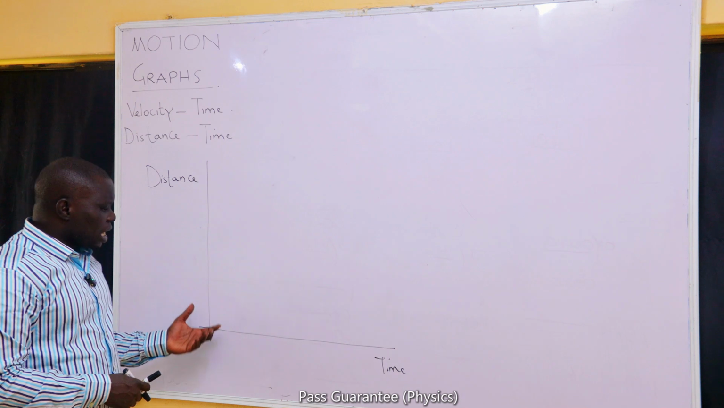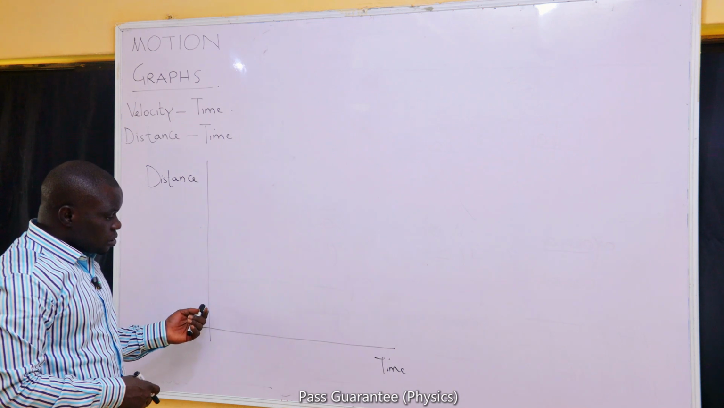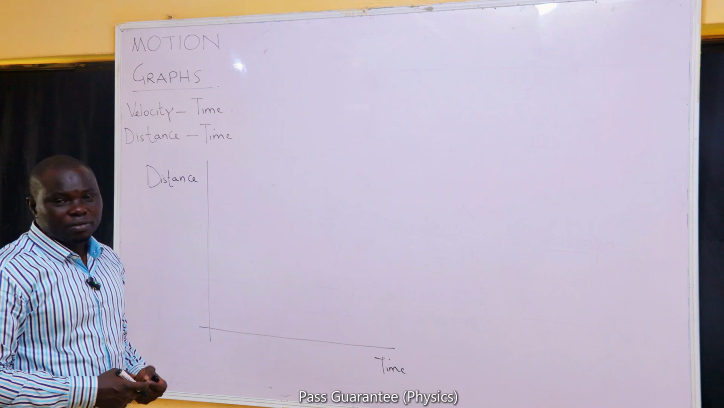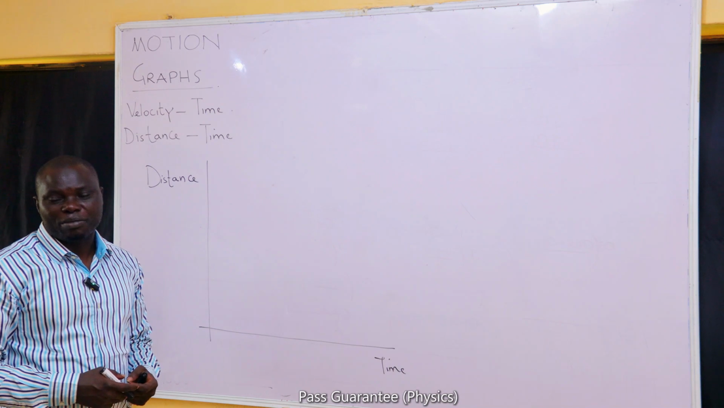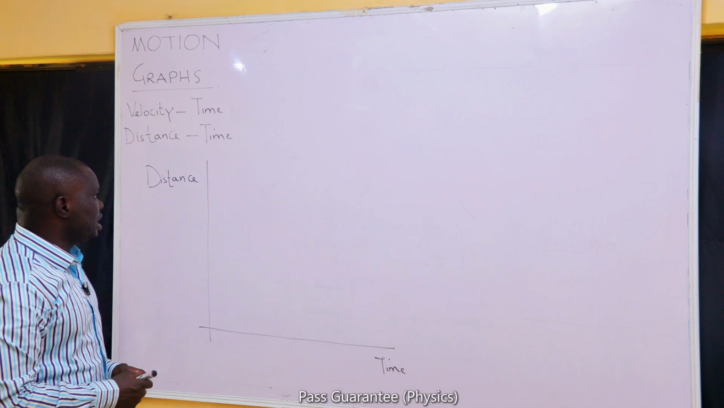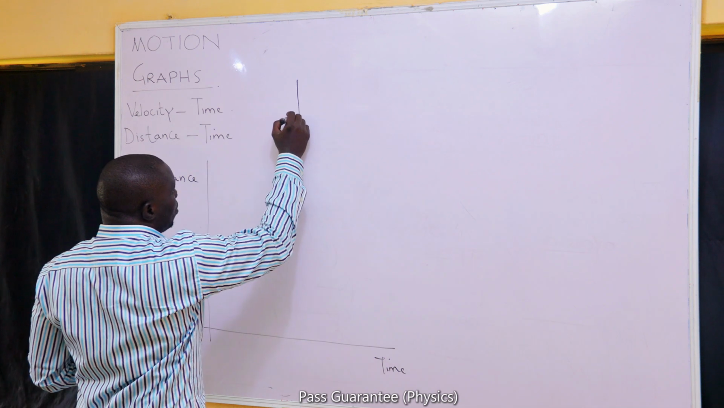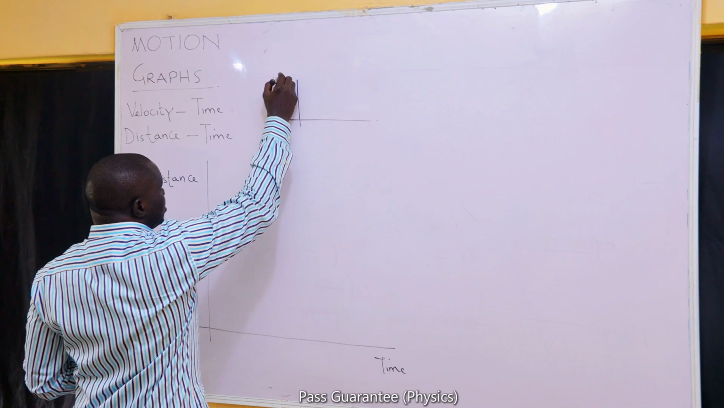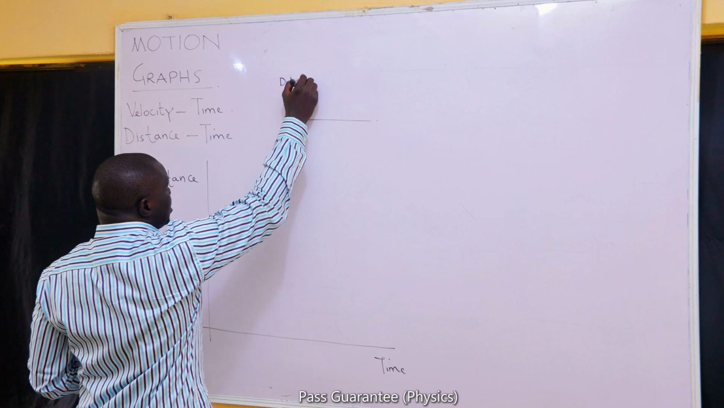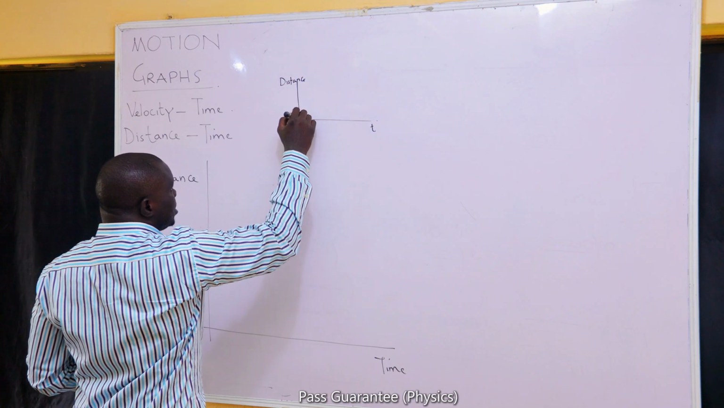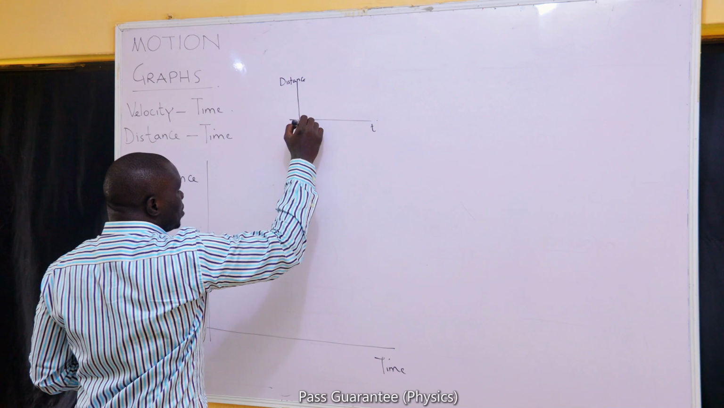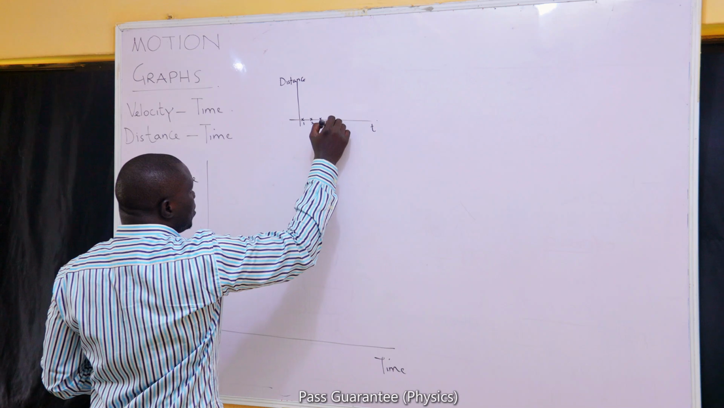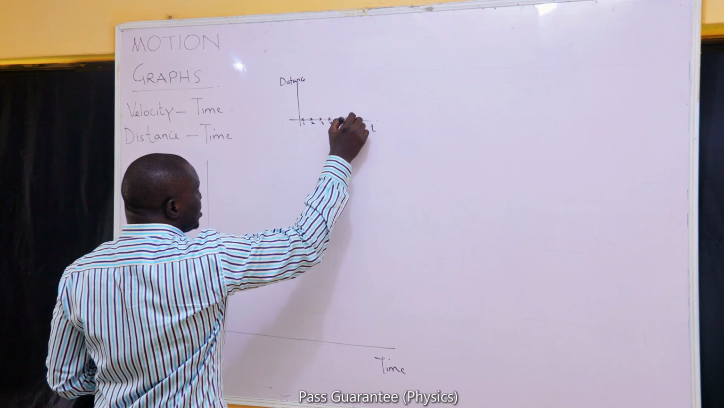Number one, if for example an object is not moving at all, I want to represent the motion of that type of object on a distance time graph. If an object is not moving at all, it means the object is not covering any distance. So at any time, the distance becomes 0. After 1 second is 0. After 2 seconds is 0. After 3 seconds is 0. After 4 seconds is 0. After 5 seconds, it is also 0. After 6 seconds is 0.